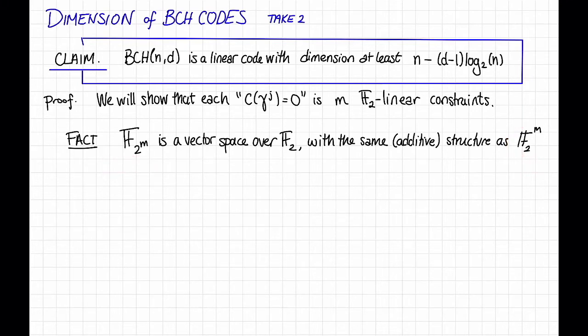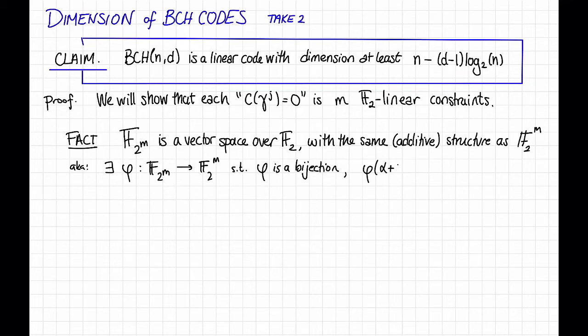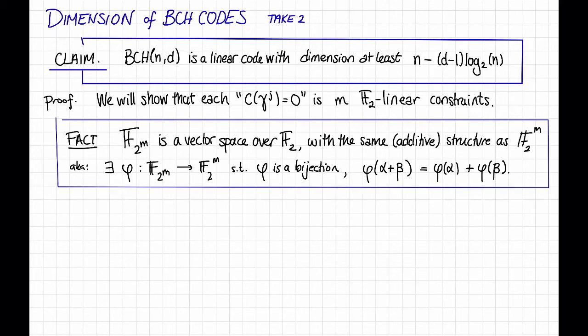A little more formally, this is saying that there exists some map phi that maps the finite field of size 2 to the m to the vector space f2 to the m, such that first phi is a bijection, and second, that phi plays nice with addition. That is, phi of alpha plus beta for two elements alpha and beta in f2 to the m is equal to phi of alpha plus phi of beta. We're not going to prove this fact here, we're just going to take it as a given. But given this fact, let's carry on with the proof.